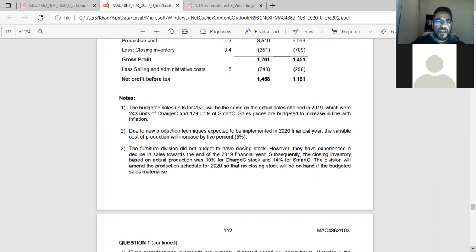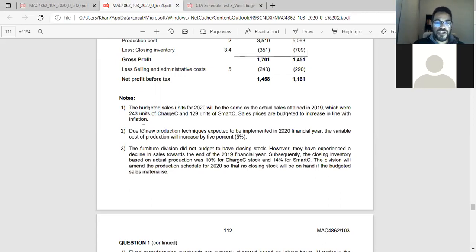So for the notes, let's say the budgeted sales units for 2020 will be the same as the actual sales attained in 2019, which were 243 and 129. Okay, remember in the real world, typically your budget for next year is never going to be less than the prior year. They're hardly going to want that unless they know there's a big problem, then they will, but otherwise they will always aim for at least what they have attained in the last actual year. Okay, so therefore we understand what is budget. So remember, budget 2020 sales is actual 2019 sales. Okay, so just keep track of those type of information.